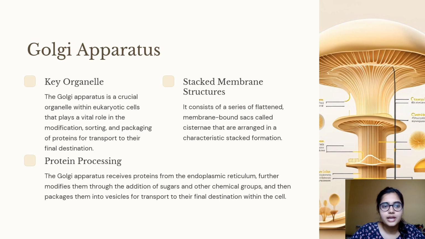Protein processing in the Golgi apparatus: the Golgi apparatus receives proteins from the endoplasmic reticulum, further modifies them through the addition of sugars and other chemical groups, and then packages them into vesicles and transports them to their final destination within the cell.